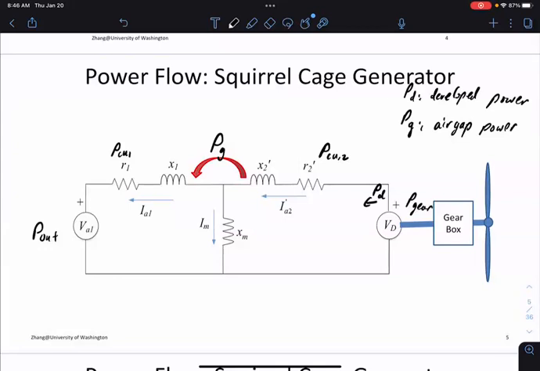So here it may seem a little bit extra, right? We have everything else, it's just one resistor subtracted from the other. But air gap power in practice is important. That sort of determines how much power we can get to the grid. Okay. All right. Any questions about this picture?